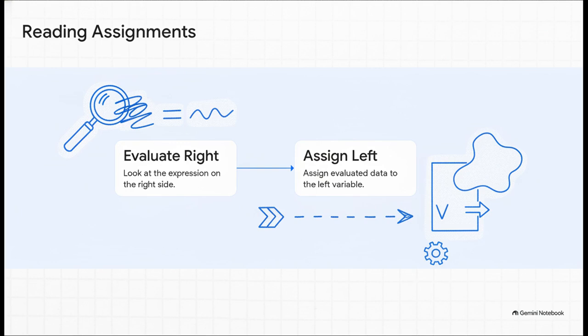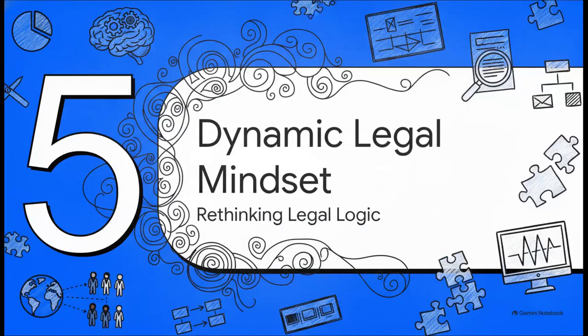Let's see how this builds into a very simple mechanical procedure that you can memorize right now. Step 1. Look at the data or the mathematical expression on the right side of the equal sign first and evaluate what that data is. Step 2. Take that evaluated data and assign it to the variable sitting on the left side. It's like you process the right side and then pack it into the container on the left. By mechanically training your eyes to jump to the right side first, you instantly decode one of the absolute most foundational patterns in programming.